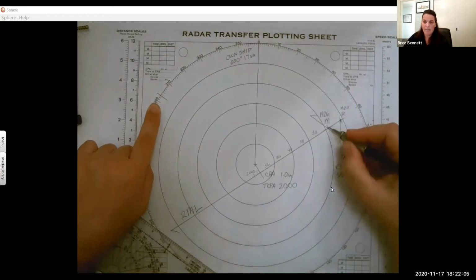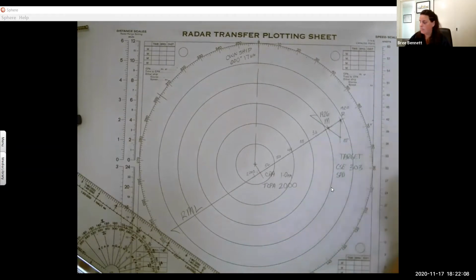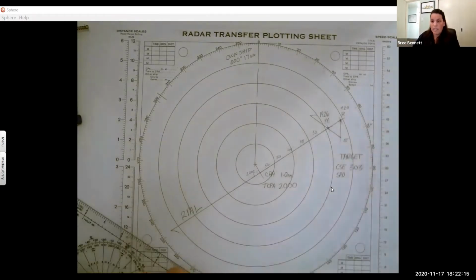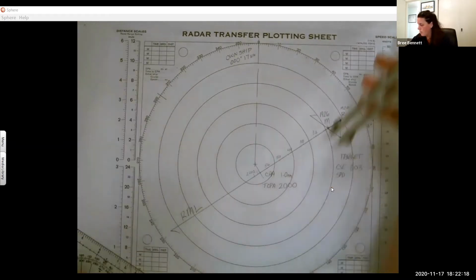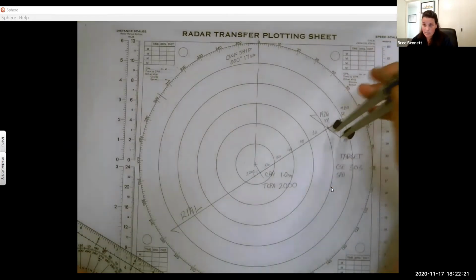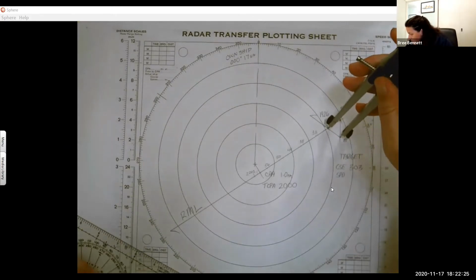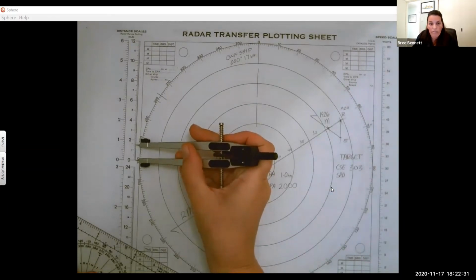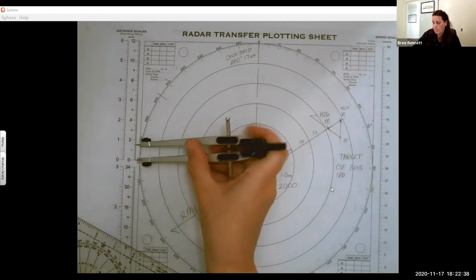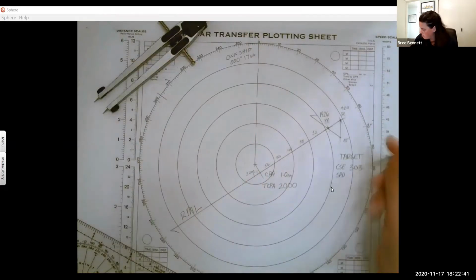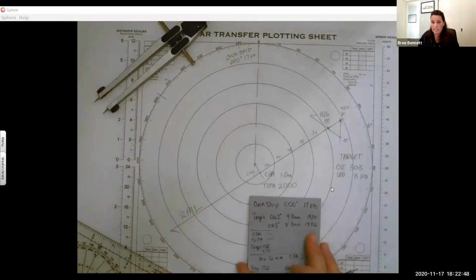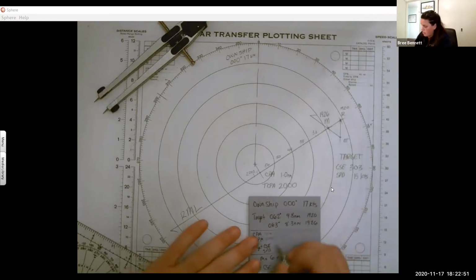I have a big dot for my M. So the smaller your dots, the better. So now I want to figure out what my target's speed is. I'm going to get the distance traveled in 6 minutes and convert that to speed. So my distance traveled is 1.5. So my speed is going to be 15 knots. I go back to this guy. I'll write in my course.